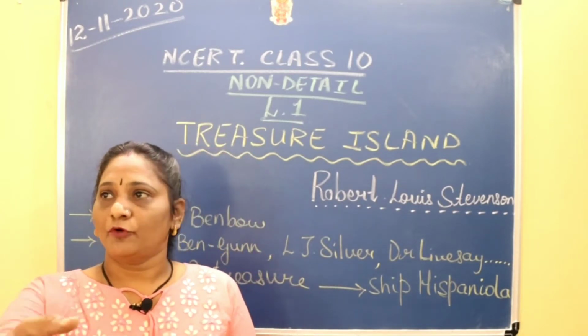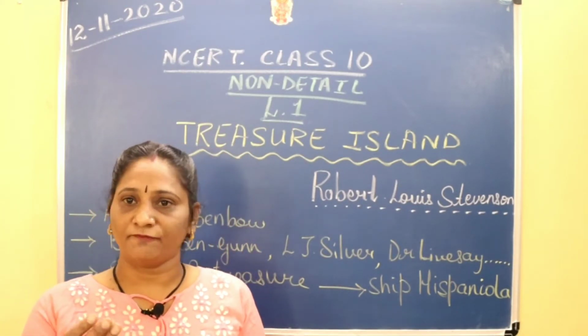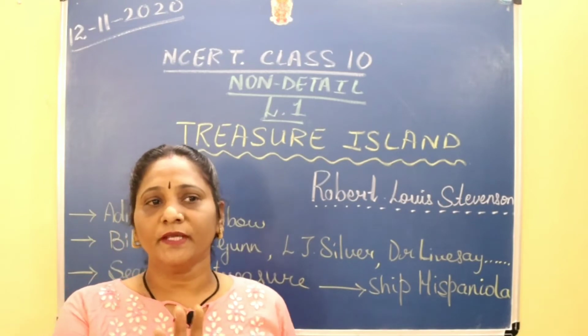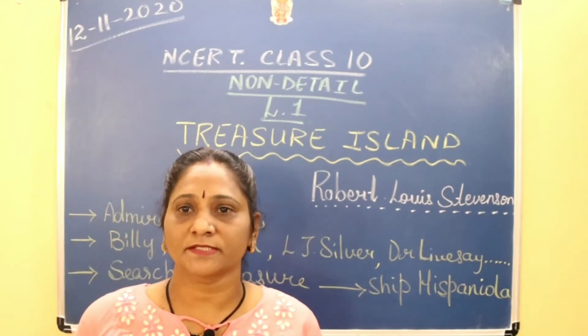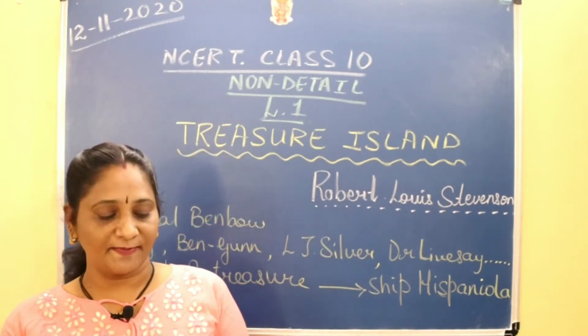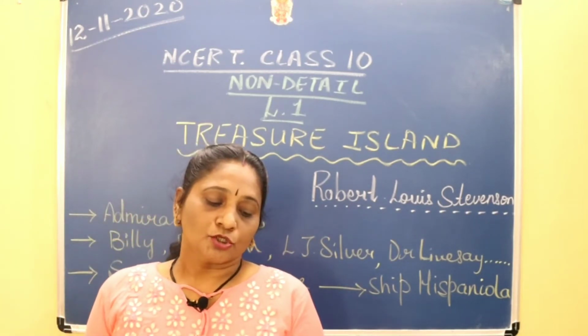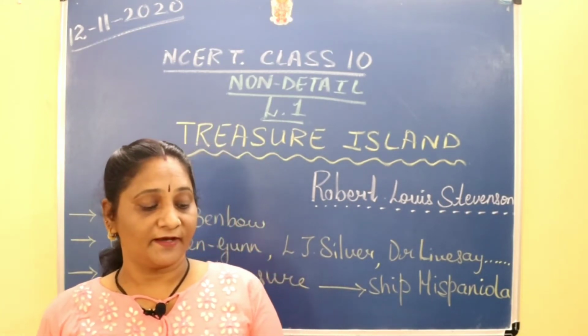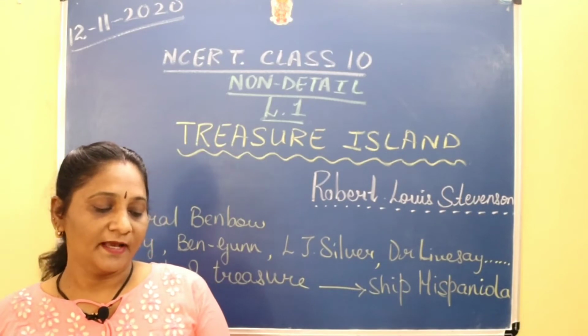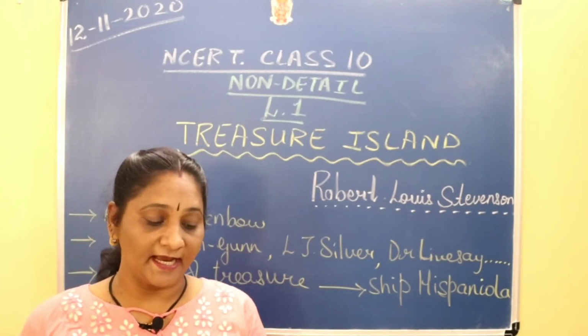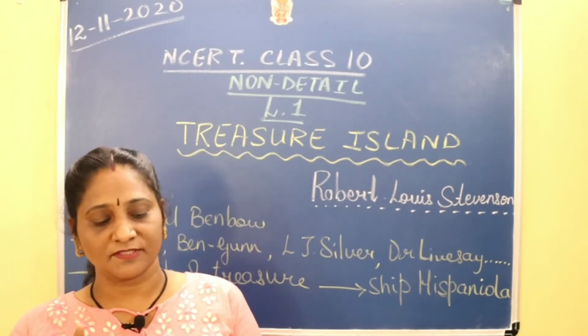So he gave him 4 pence. Billy gave Jim 4 pence and said, you keep a watch towards the sea. If you find any one-legged man, then you tell me. So Jim had to look out for the seafaring one-legged man, and if he arrived there, he had to inform Billy. That was the work of Jim.